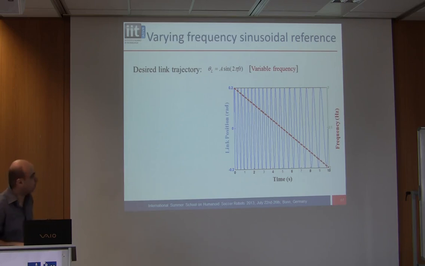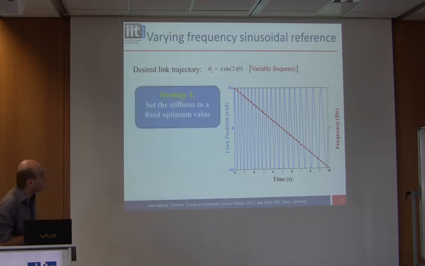To provide energy to the central motor. So here one can follow two strategies. One is basically to say that, okay, I have a varying trajectory, but if I know the parameters of this trajectory, I can possibly do a pre-tuning and find the stiffness level that provides me the most efficient operation for executing this trajectory. This is the first strategy.